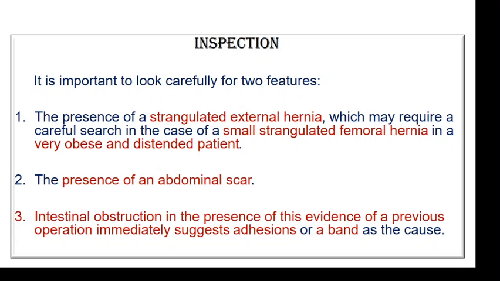On inspection, it is important to look carefully for two features: the presence of a strangulated external hernia, which might require careful search in the case of a small strangulated femoral hernia in a very obese and distended patient. And second, we have to look for the presence of an abdominal scar. Intestinal obstruction in the presence of previous surgeries immediately suggests that the cause of the obstruction is a band or adhesion.